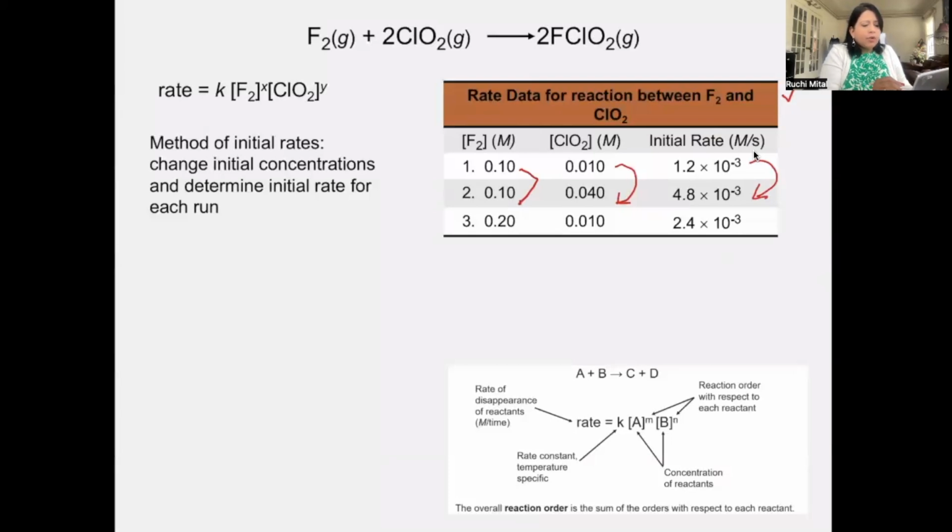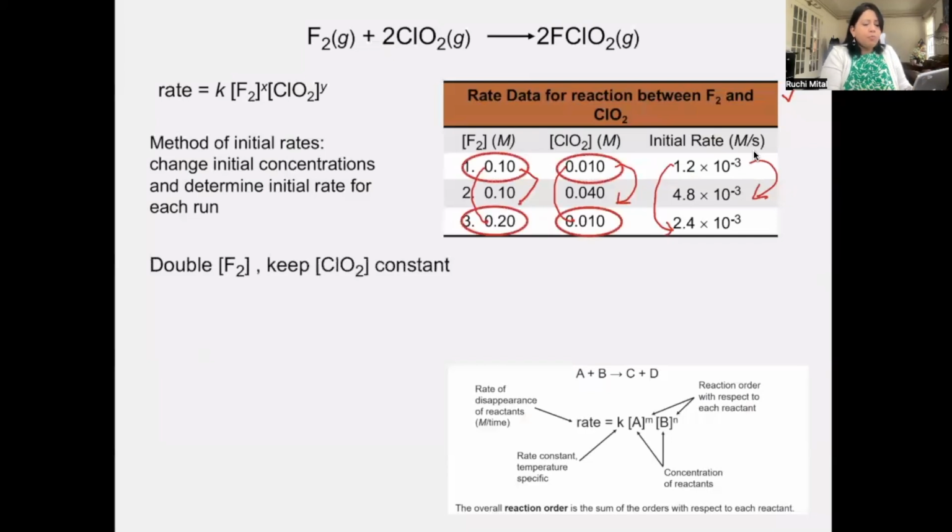And then we are going to look at the other two, that is these two. These are constant. And we are going to look at what is happening to fluorine. This is doubled. And if you look over here, this is also doubled. And as a result, we can say that they are first order with respect to both of them.